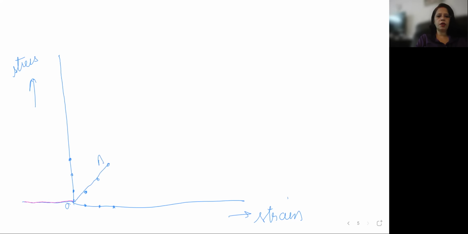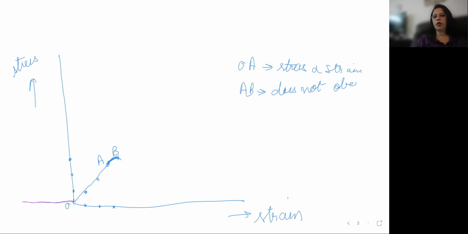Let this point be A. So till OA, stress is directly proportional to strain. That is, Hooke's law is obeyed over here. Now, if a slight stress is applied, then also we see more of strain like this. So let this be B. This is not a straight line. This is a curve. This AB does not obey Hooke's law.